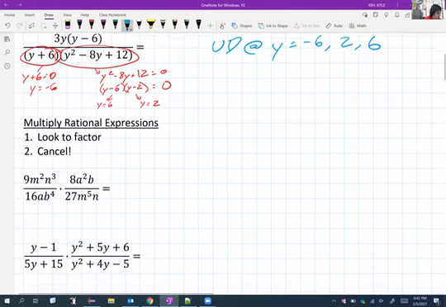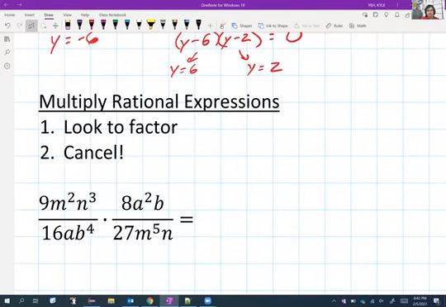So a big part of this section is multiplying rational expressions together. Quick 2-step process here. If you can factor, factor. We can't on this first example, but we will be able to on the second one. And then if you can, cancel things out, cancel top to bottom, cancel diagonally. We're going to get lots of practice with this. First problem here, and you can jot it down in your notes: 9m squared n cubed over 16a b to the fourth, times 8a squared b over 27m to the fifth n.